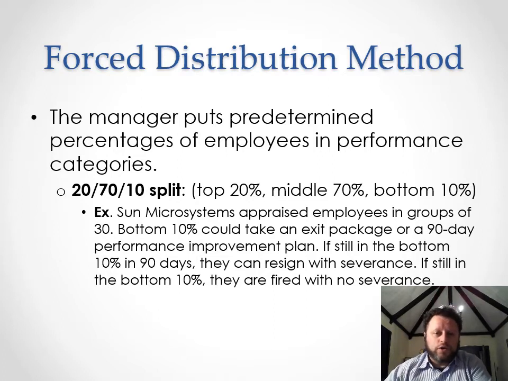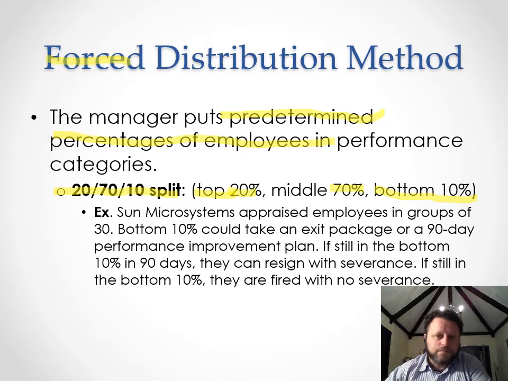And we call this forced distribution. It's forced because you take a predetermined percentage of employees. For example, 20%, and this is a very common split, 20, 70, 10. 20% of employees must be in the top. The middle can be 70, and the bottom must be 10%.